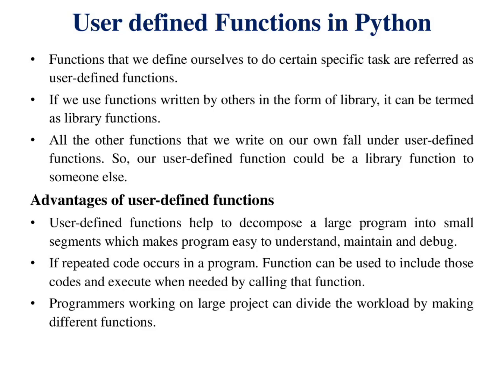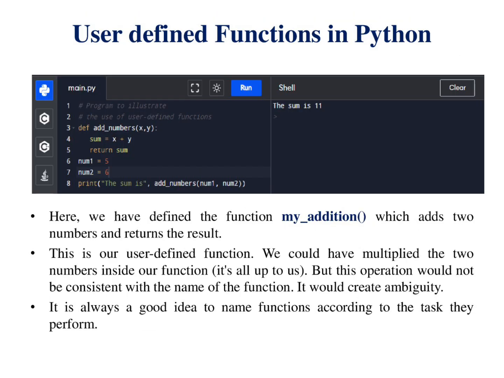Let us see an example. Let me go into a program to illustrate. Def add numbers x, y. Sum is equal to x plus y. Return sum. Number 1 is equal to 5. Number 2 is equal to 6. Print the sum is, with the addition of two numbers. Here we have defined the function, my addition function, which adds two numbers and returns the result. This is our user-defined function.